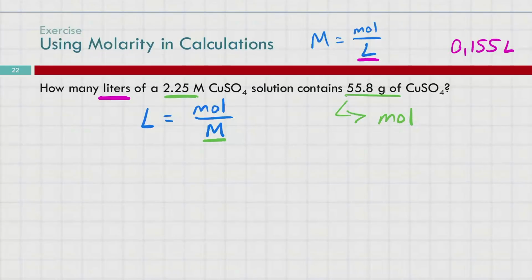So we want to turn grams of copper 2 sulfate into moles. So 55.8 grams, we need to divide by our molar mass of copper sulfate. Let's see if I remember all the numbers. I'm getting a number of moles of 0.3495... moles copper sulfate. I think that's pretty close.